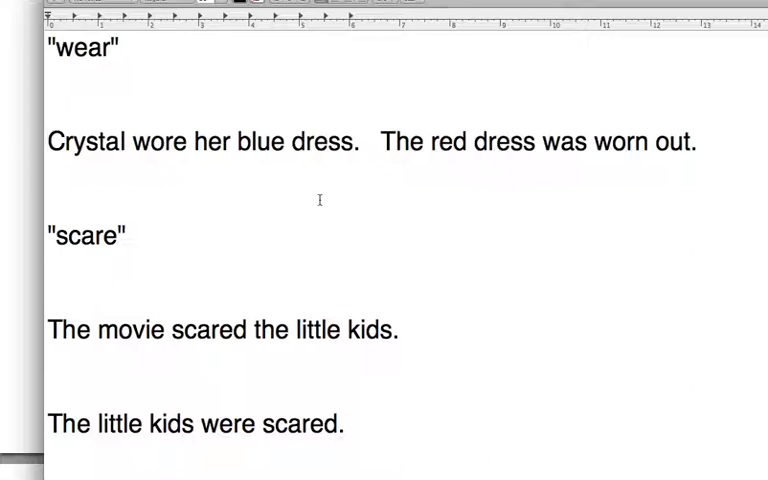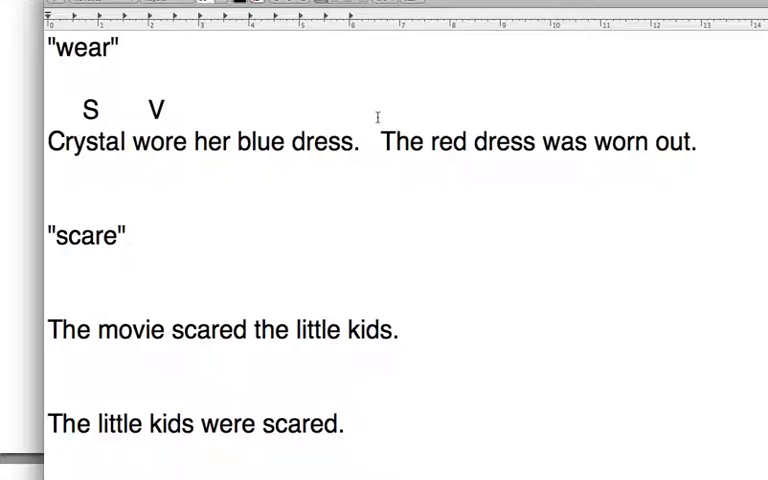Both of these are past tense forms of the word wear, right? What's the subject in this first sentence? Crystal wore her blue dress. Well, the subject is Crystal, right? So that's our S. What did she do? She wore something, right? She wore her blue dress. So in this case, wore is the verb.